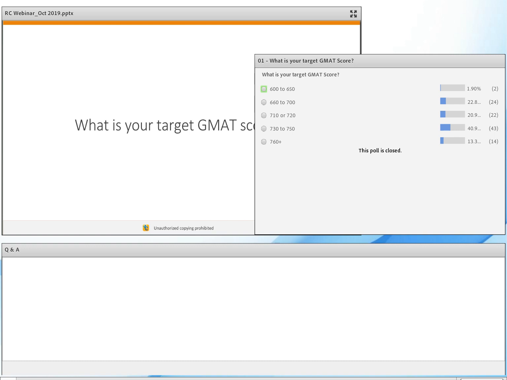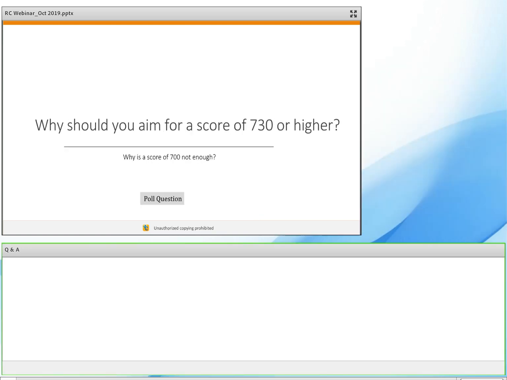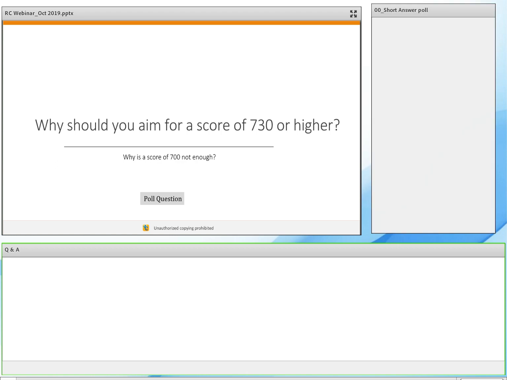What you see over here is about 41% of you are aiming for a score of 730 to 750, about 13% of you 760 or higher, about 21% of you in the 710, 720 bracket, and about 23% of you in the 660 to 700 bracket. Now, tell me one thing. In today's world, why should you aim for a score of 730 or higher? What's the value of that score of 730 or higher?